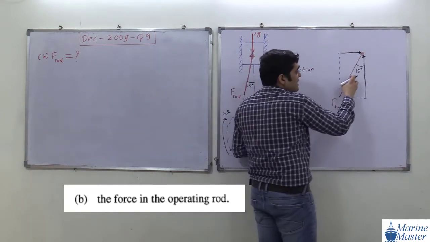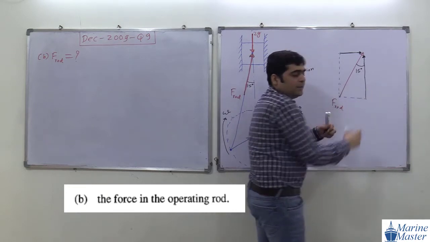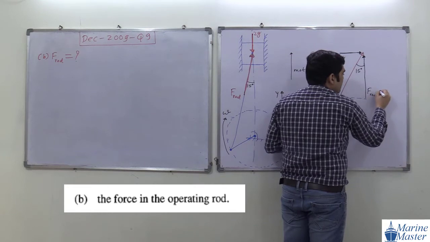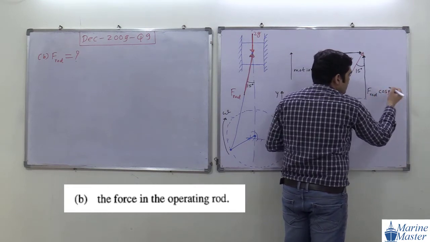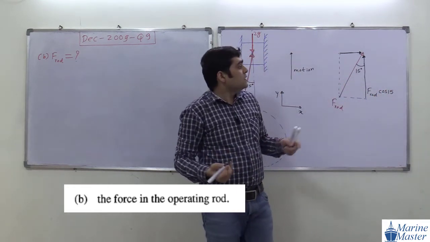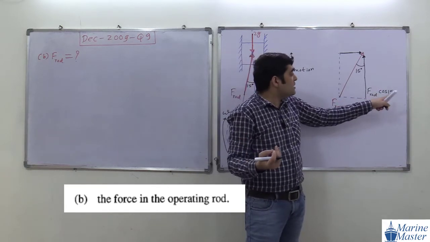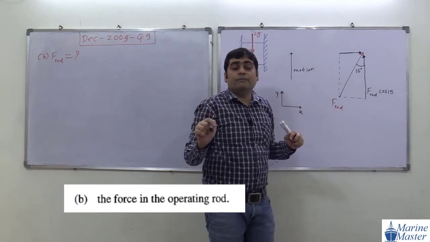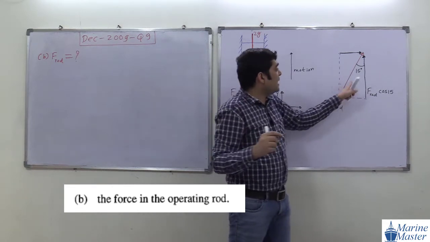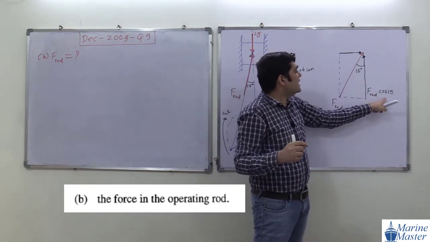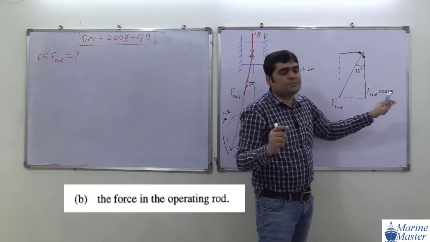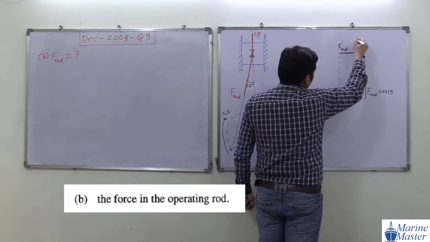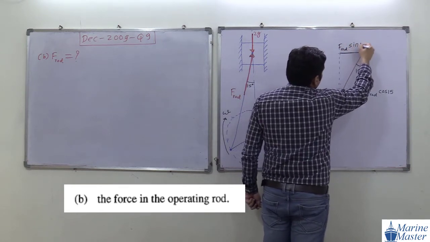So for this component, the angle is with respect to the vertical component. So this component will become F rod cos 15. Try to see the scenario. Otherwise you may say, sir, this must be sin 15 and this must be cos 15. No, it is not like that. The angle here is with respect to vertical, so the vertical component is F rod cos 15, and the other component will become F rod sin 15.